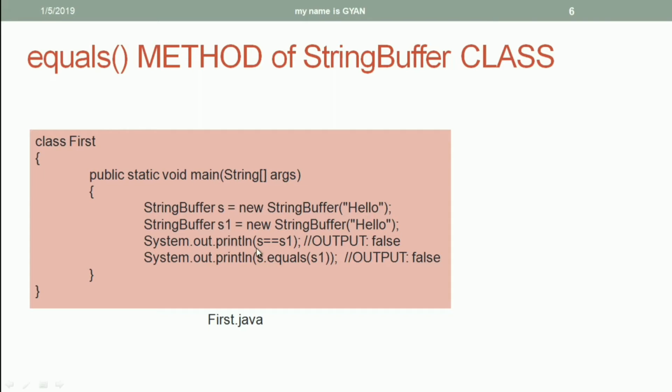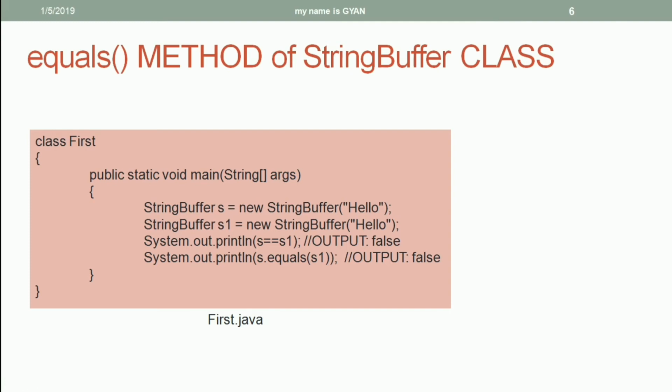Then we are comparing if s is equal to s1 or not. We know that the operator double equals does the reference comparison. So in this case, these two StringBuffer objects are different. That's how the double equals operator returns false. And we know that the default implementation of the equals method in the class Object does the reference comparison. That's how in the case of the equals method also, it returns false. s is not equal to s1 because s and s1 are pointing to two different StringBuffer objects. And in the case of StringBuffer, the equals method does reference comparison, not content comparison.